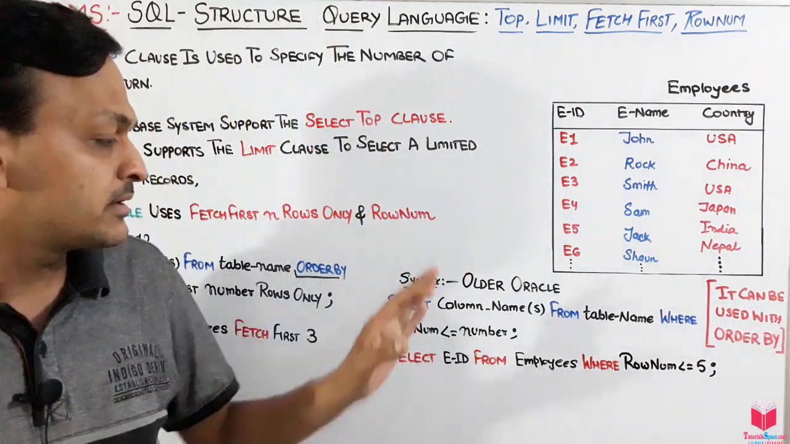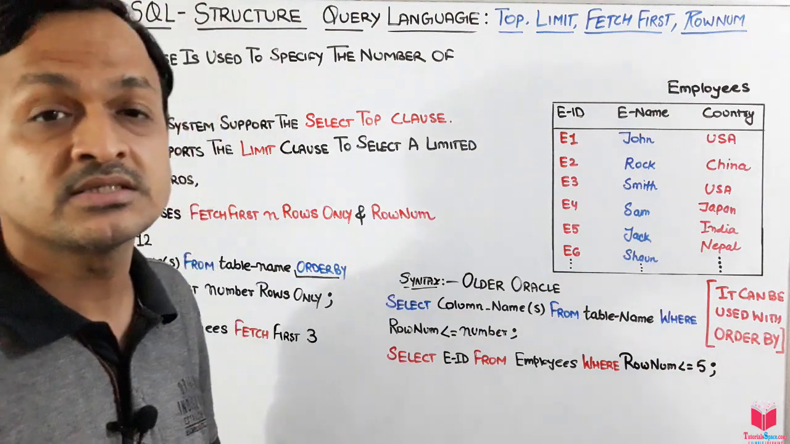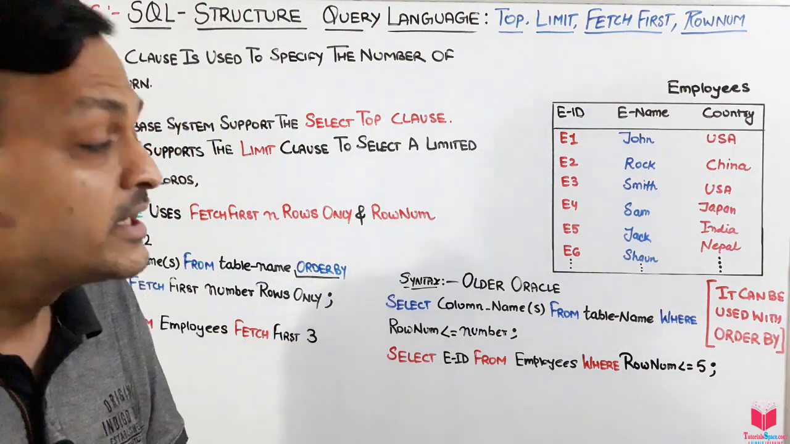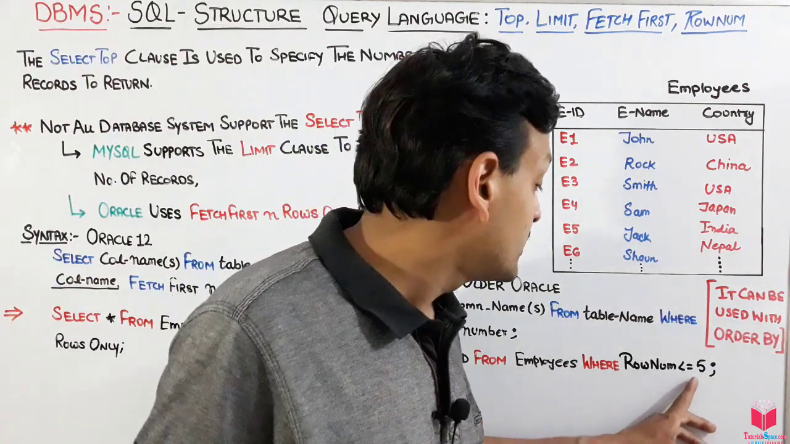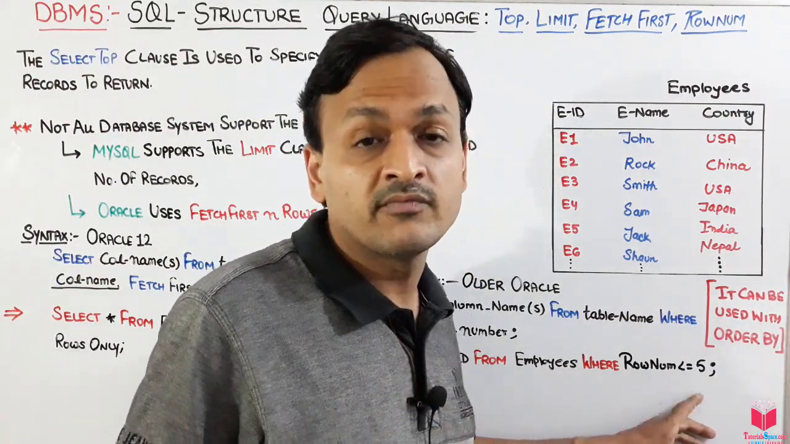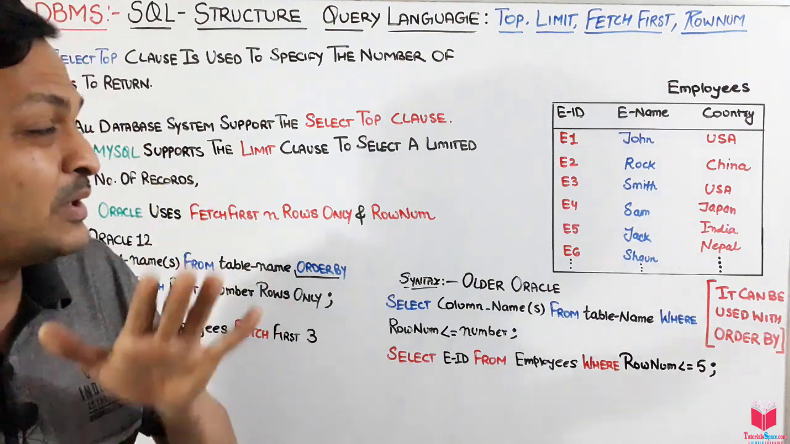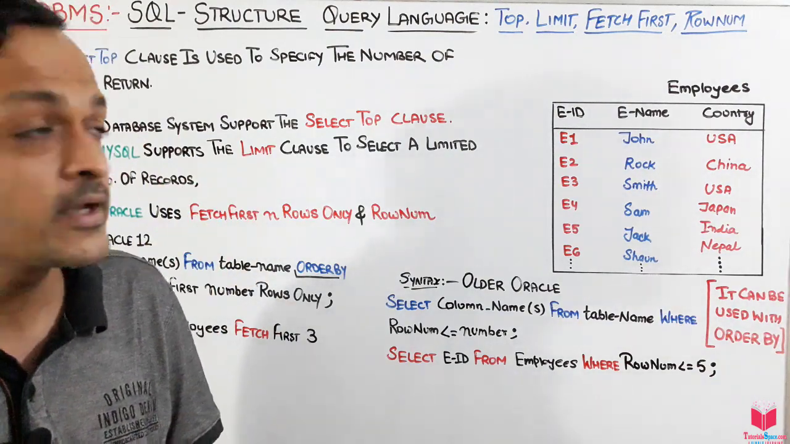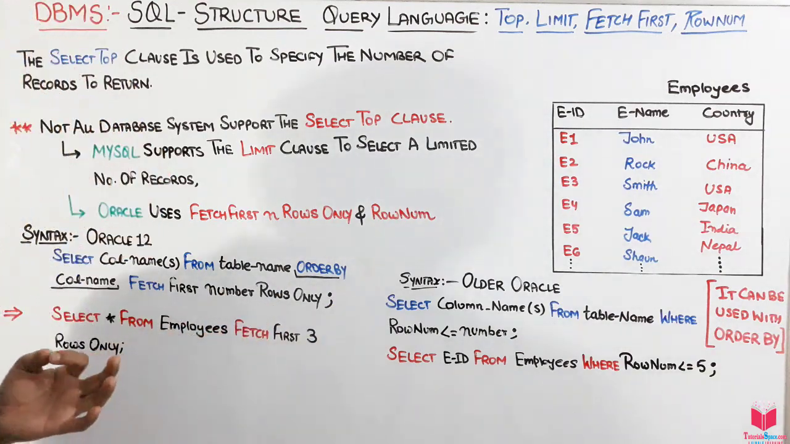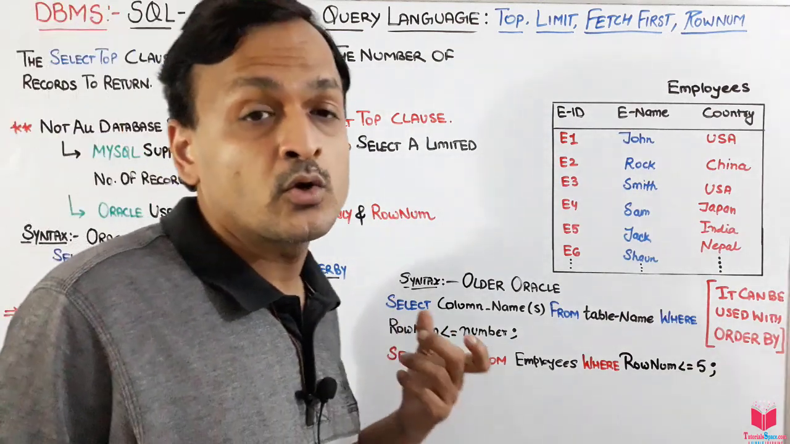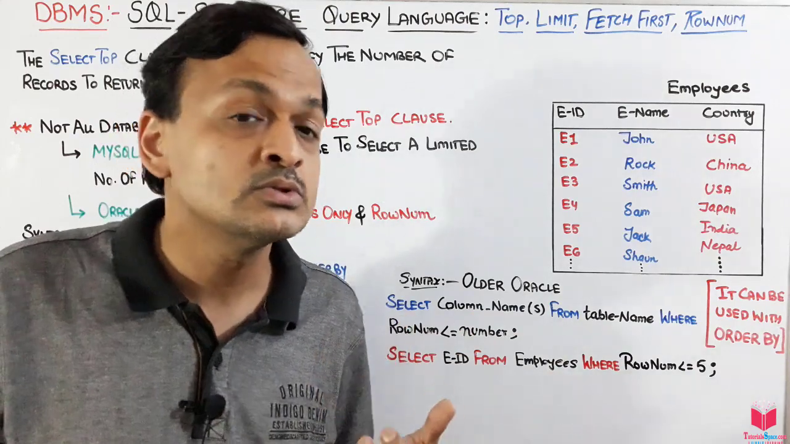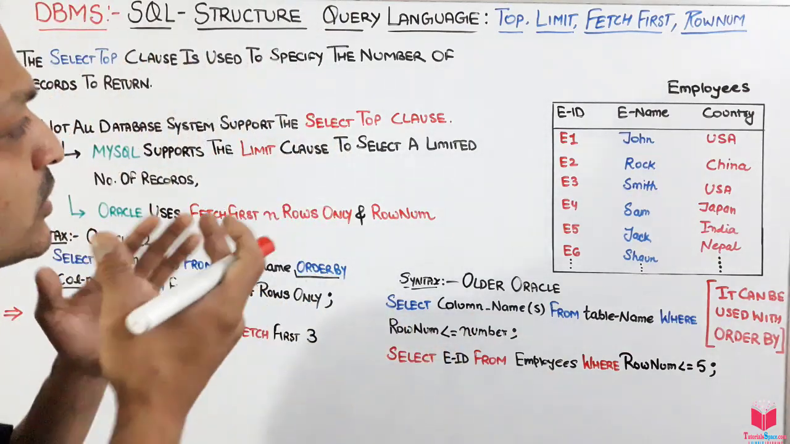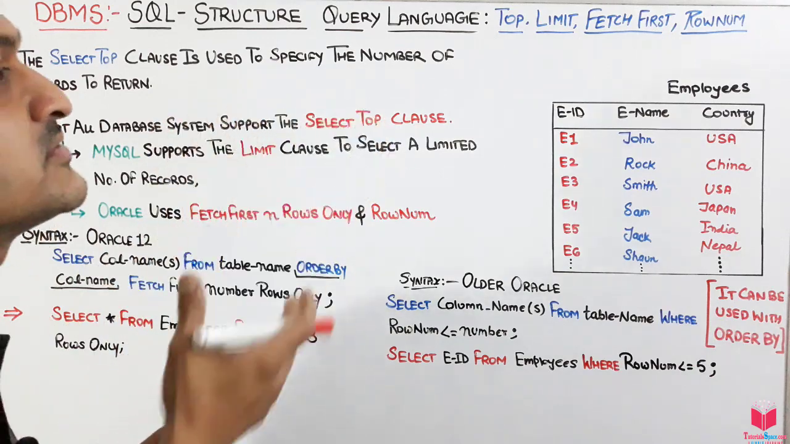So the total number of rows will be less than or equal to 5. If we run the query and find that there are 7 rows or 10 rows, it's not going to show you all the rows, it will show you only the top 5 rows. If the number of rows is below 5, then it will show you all the rows that are below 5. So this is all about TOP, LIMIT, FETCH FIRST, and ROWNUM. Sometimes they are used when you want to limit the total number of rows you see.